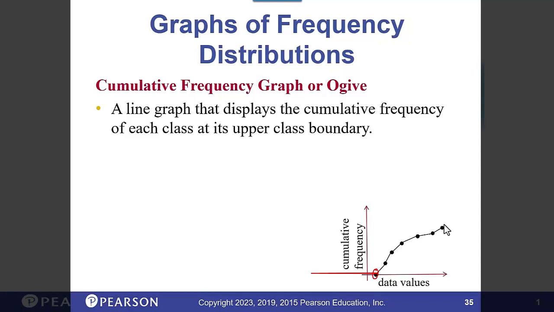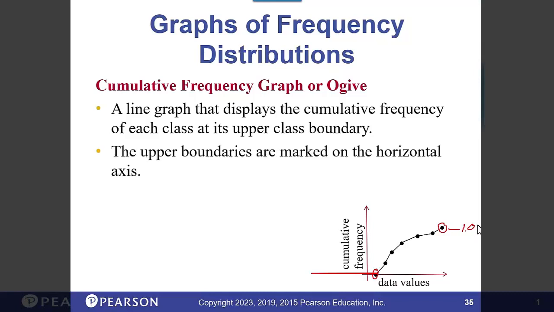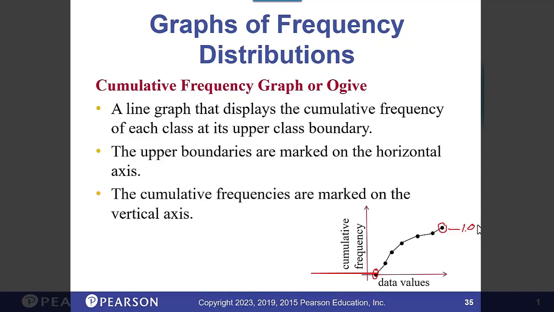When you get to the last point, this should be as high as the number of data items you've got. Or if you've got a relative frequency, cumulative relative frequency, then this one would end up being 1.0, the whole thing, also known as 100%. The upper boundaries on the horizontal axis, and so on.